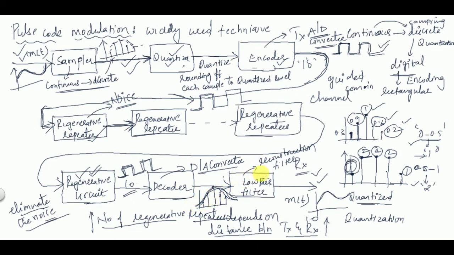Then it is passed through a low pass filter, which is a reconstruction filter, based on the amplitudes, because our low pass filter consists of an RC circuit. So based on the amplitudes, charging and discharging of the capacitor takes place, and therefore you will have the amplitude of the samples. The amplitudes of the samples are going to be traced, and that traced output will be your message signal. So this is how a message signal is transmitted from transmitter to the receiver by using the pulse code modulation technique.